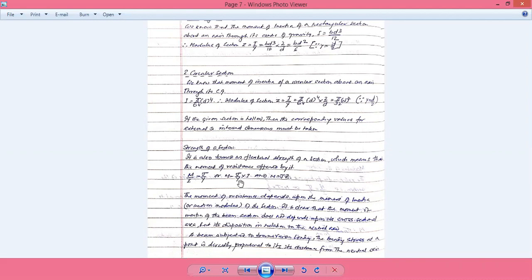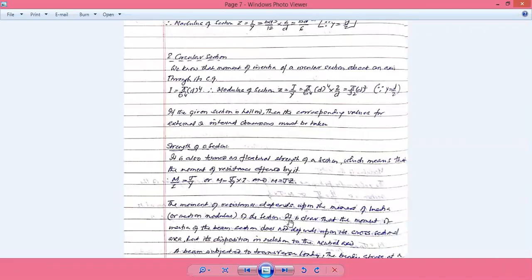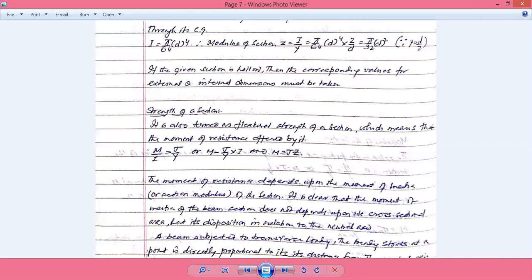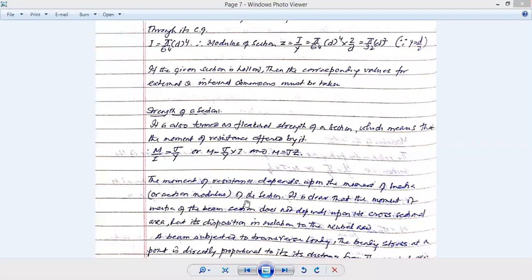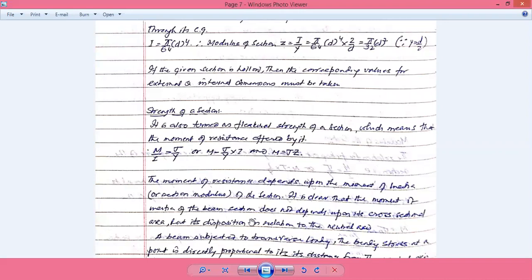Sigma by y into I, or sigma into Z. The moment of resistance depends entirely on the moment of inertia or section modulus of the section. It is very clear that the moment of inertia of the section of the beam does not depend upon the cross-sectional area, but its disposition in relation to the neutral axis.